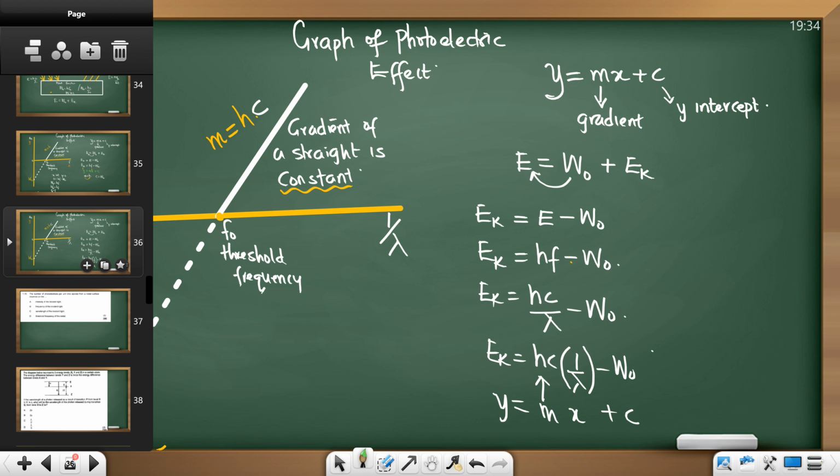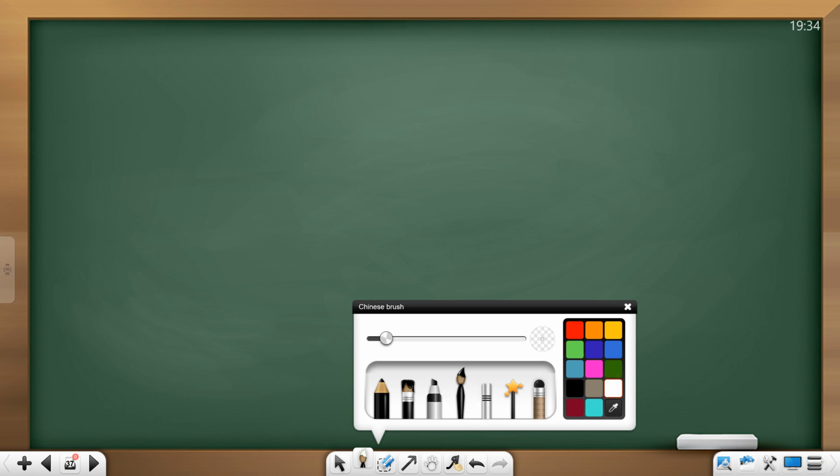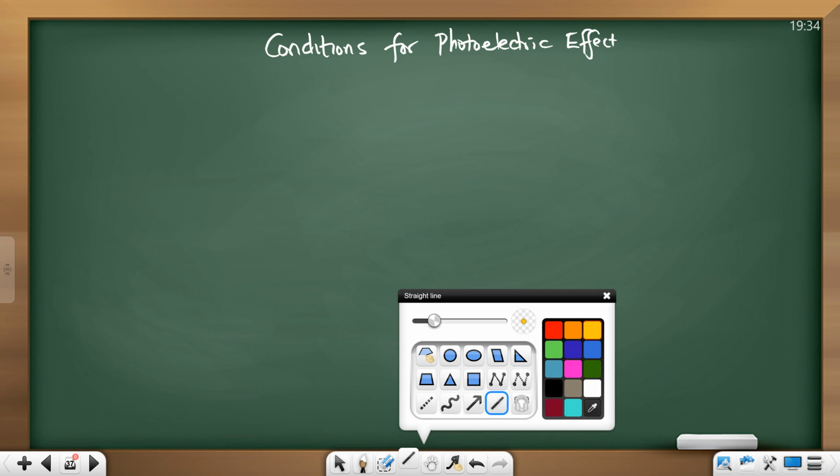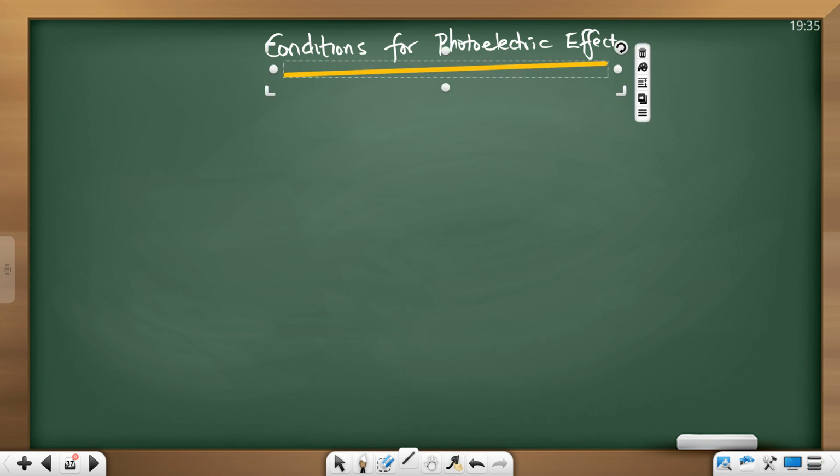Okay, conditions for photoelectric effect. Because you see, I'm not rushing this topic because I know it was probably rushed at school level. All right, conditions for photoelectric effect. And this will give you 5 marks. Conditions for photoelectric effect.